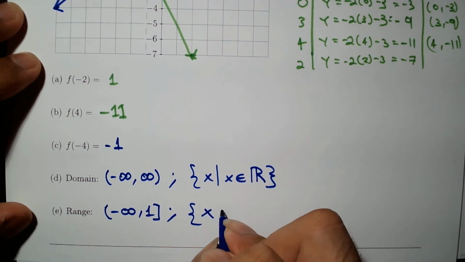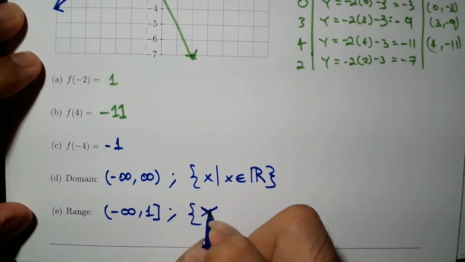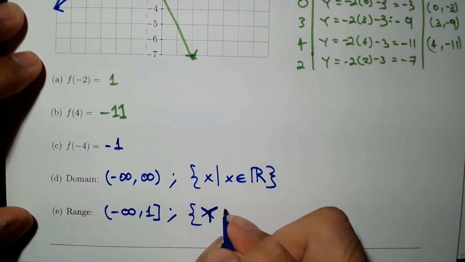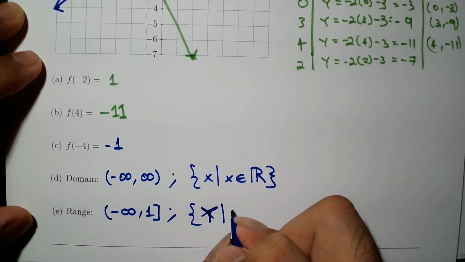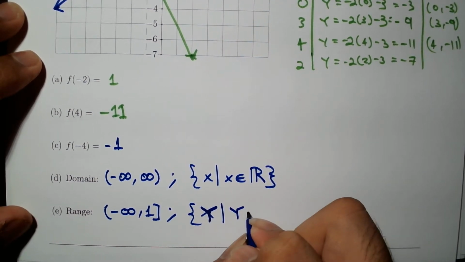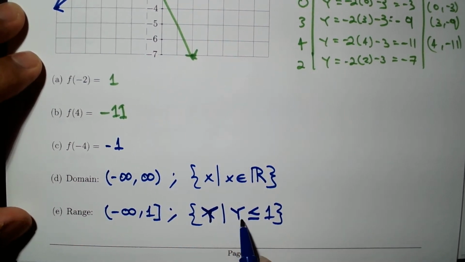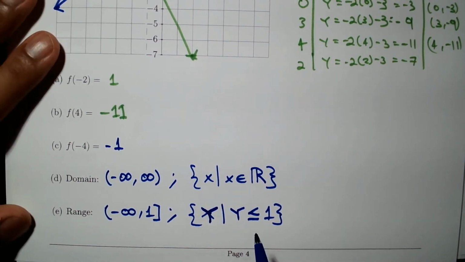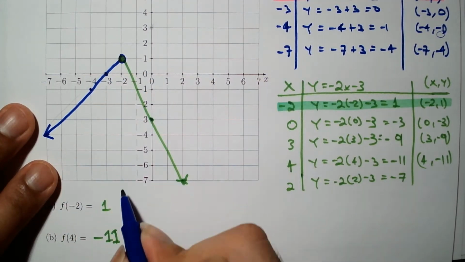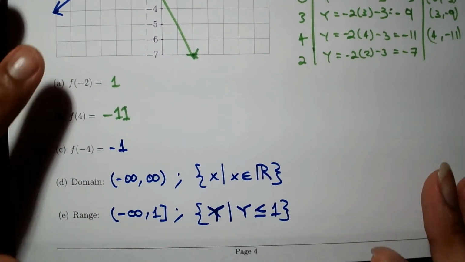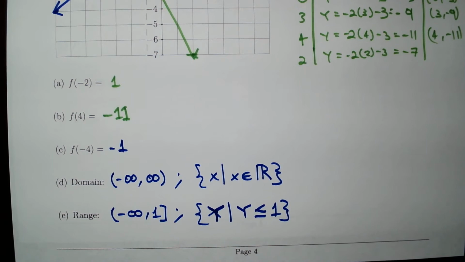Using set builder notation, y is such that y is less than or equal to positive 1. In other words, all the y values that are less than or equal to 1, as we can see from the graph. And this finishes this exercise. Let's do a couple more.